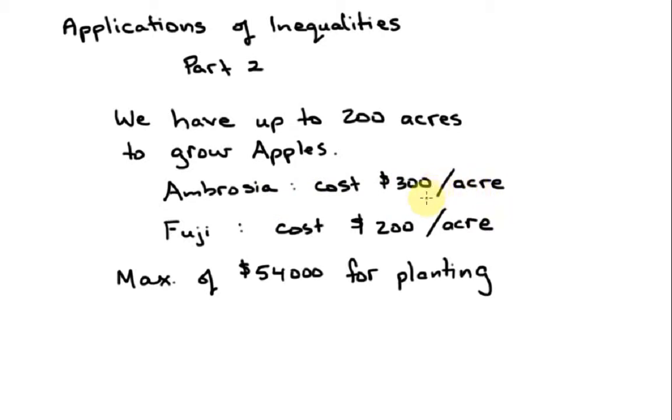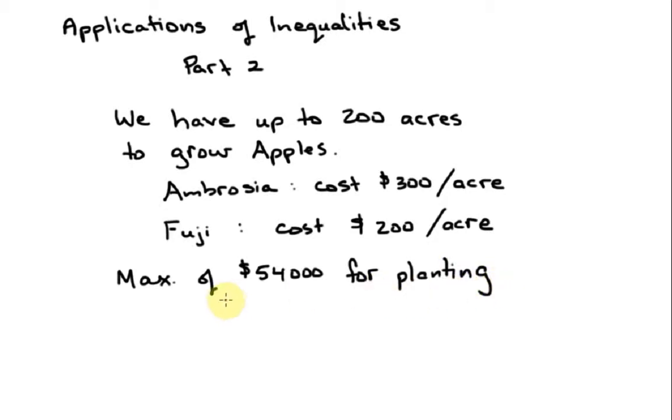And by the way, I'm just totally making this up. I have no idea if this is anywhere realistic or not, but that's beside the point. The Fujis, we're going to say they're a little cheaper. They only cost $200 per acre. And we've allocated a maximum of $54,000 for planting all of the apples.